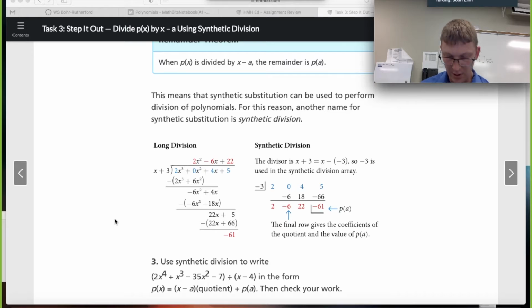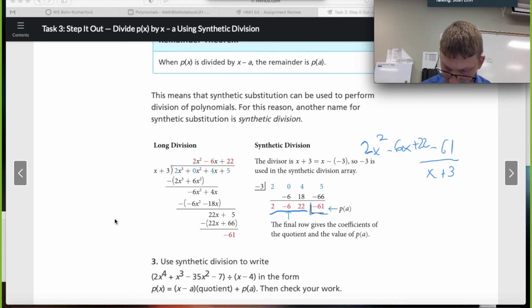What do they mean? So this last one right here is your remainder. This is the part that you just have to remember. So this is your remainder. Your remainder is going to be negative 61 over x plus 3. And then here is your answer, if you will. So that's going to be 2x squared minus 6x plus 22.